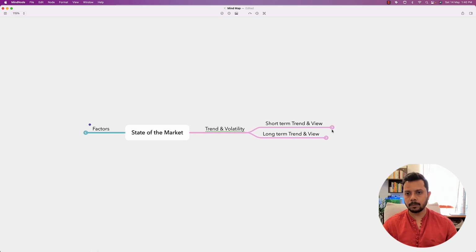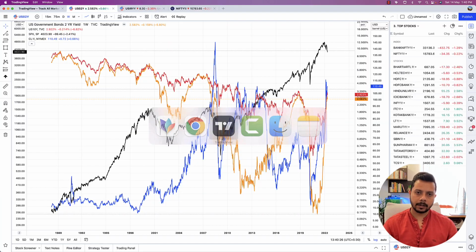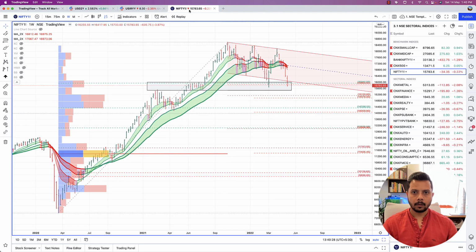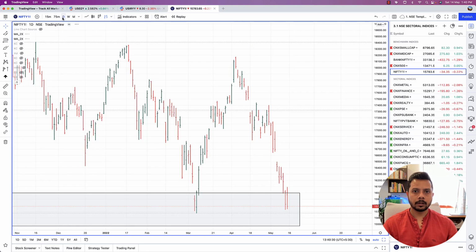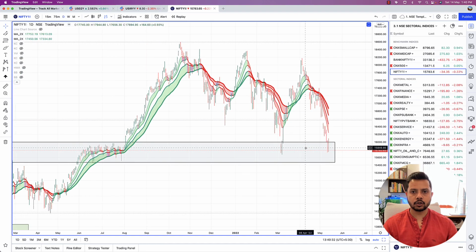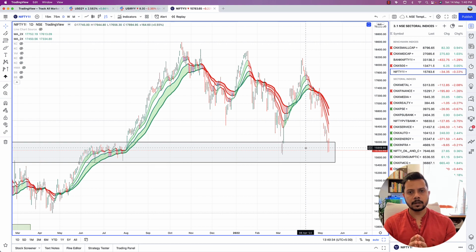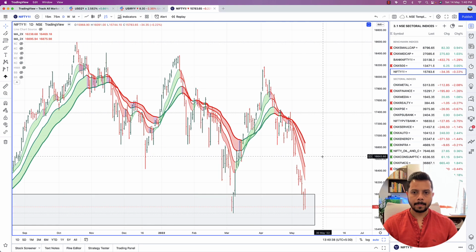Let's first talk about the short-term trend in terms of what kind of a trend it is. It is downtrending and volatile, and what are the levels that we should look at. So let's go to the chart now. We are here on the Nifty near-month futures chart, and for the short term I will use the daily charts and I will use the weekly charts for the intermediate to long-term view.